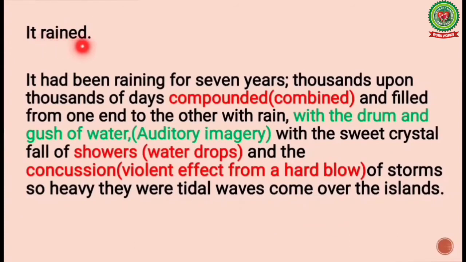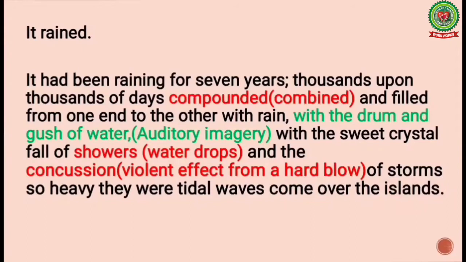It rained. So it was constantly raining on Venus. It had been raining for 7 years, thousands upon thousands of days compounded and filled from one end to the other with rain, with a drum and gush of water, with the sweet crystal fall of showers and the concussion of storms so heavy they were tidal waves come over the islands.